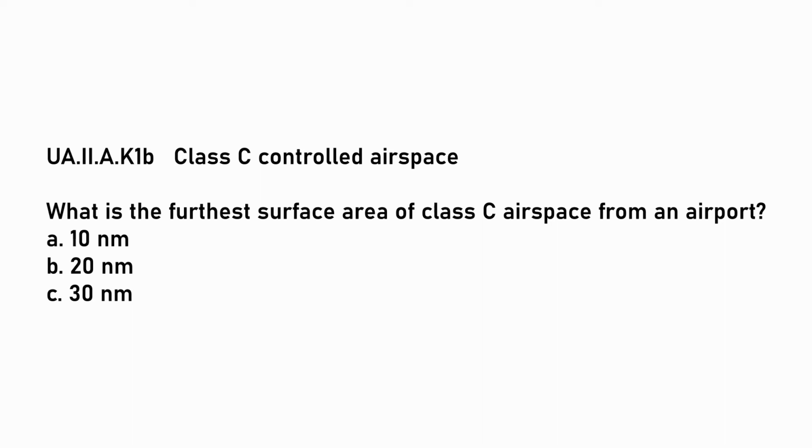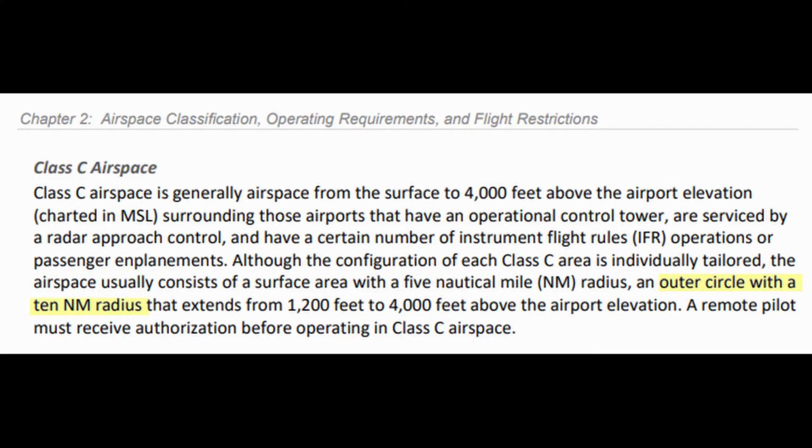Now we'll go over Class C controlled airspace. What is the furthest surface area of Class C airspace from an airport? A, 10 nautical miles, B, 20 nautical miles, or C, 30 nautical miles? From the study guide, we can see the answer is a 10 nautical mile radius. On the exam, I remember answering this question as 20 nautical miles.